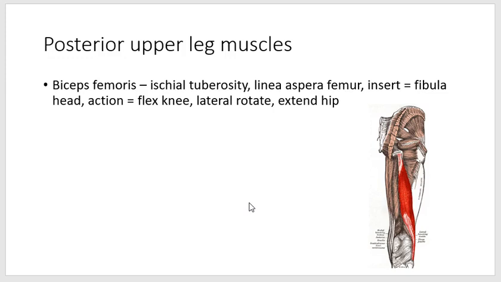It has its origins on the ischial tuberosity, the linea aspera, and then inserts down on the fibula, so it brings up the leg, to bring up that lower leg behind you. It allows you to flex the knee, laterally rotate, and also extend the hip, because it is a hamstring muscle. All those hamstrings extend the hip and flex the knee.